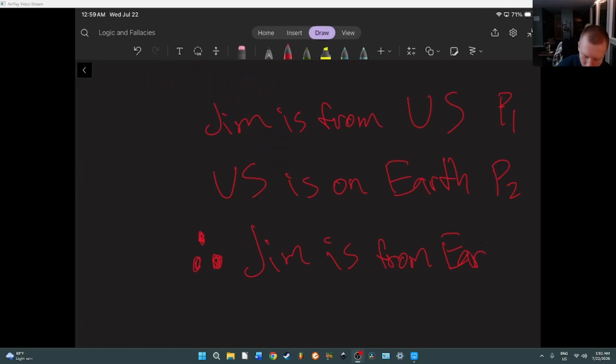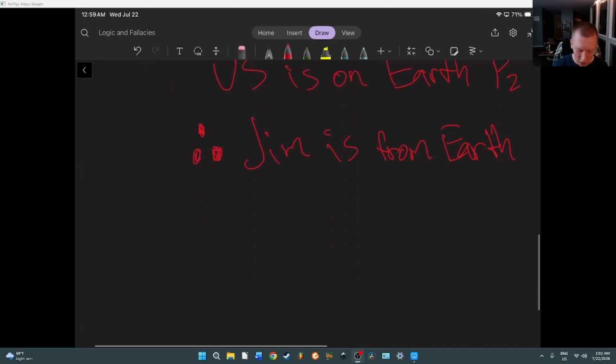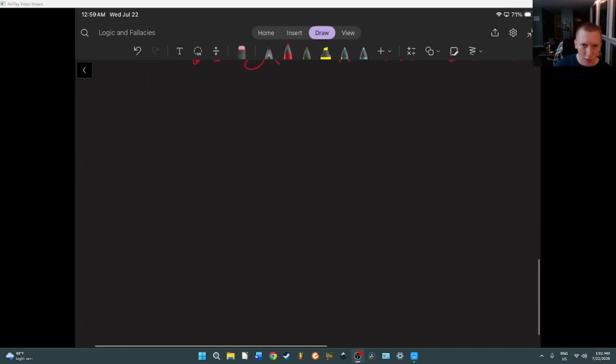This is the most basic, common argument structure you're going to see. But we're going to see where this goes wrong. This is where it gets really fun. So I'll give you the same exact form of an argument, same exact structure, but we're going to change the validity and change the truth of it and see what happens.